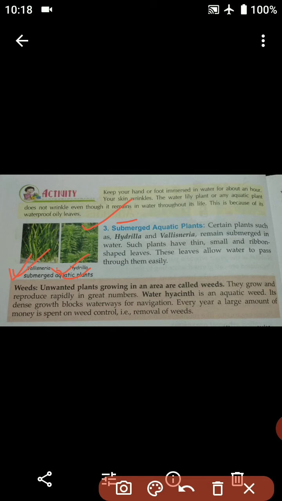Such plants have thin, small and ribbon-shaped leaves. You can see they are thin, small and ribbon-shaped like this. These leaves allow water to pass through them easily. Okay, students, I hope the 3 types of aquatic plants are clear to you all.